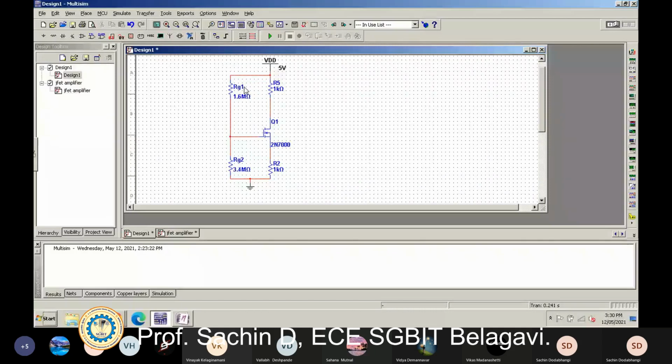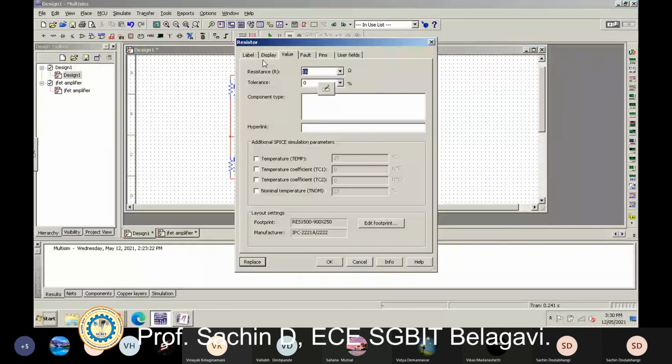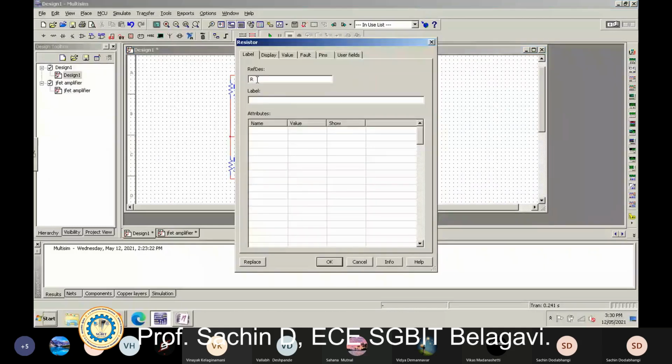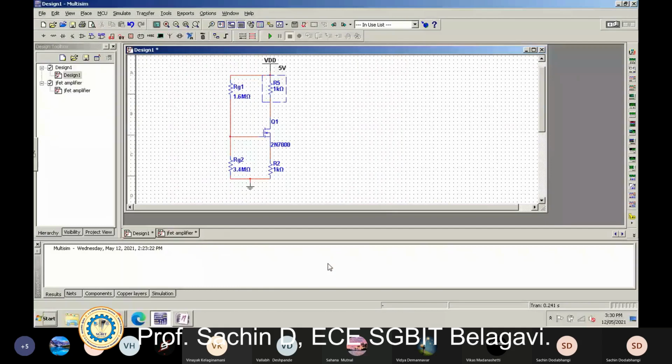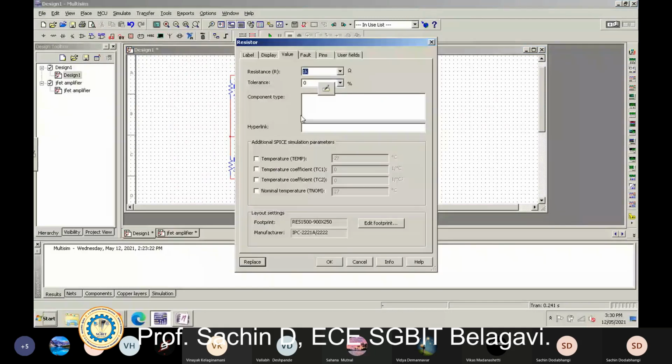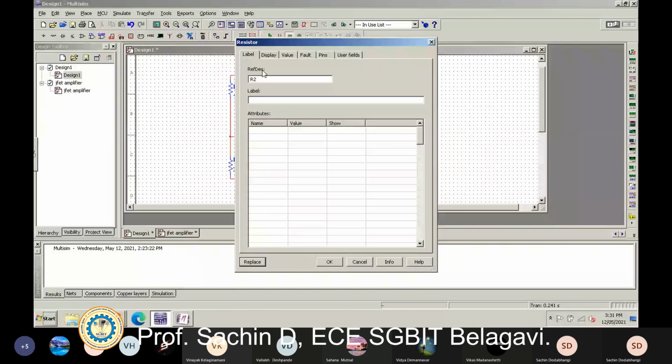Now this is your R5. I will name it as RD, the drain resistance RD. And I'll give the value for this RD as 5 kilo ohm. Similarly for RS, I'll give 5 kilo ohm. So VDD is 5, let it be that only.